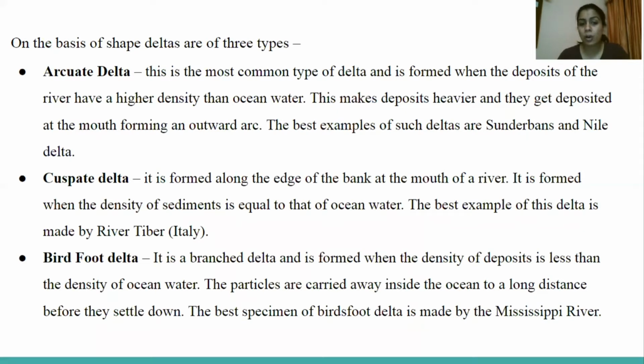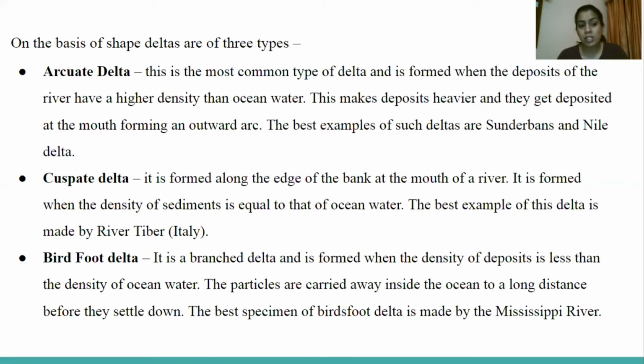It is formed along the edge of the bank at the mouth of a river. It is formed when the density of sediments is equal to that of ocean water. And its example is the delta that is made by river Tiber in Italy.